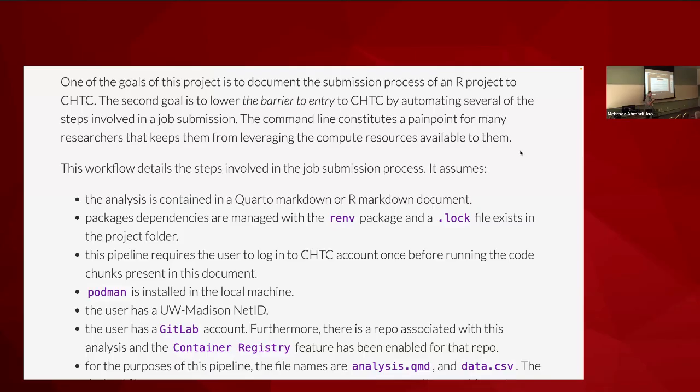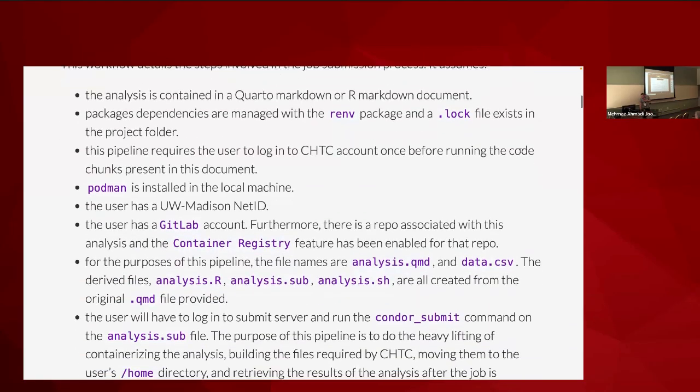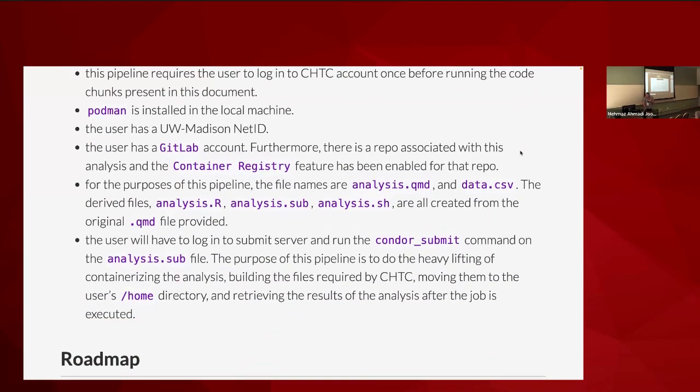For what I'm going to show you here, I'm going to assume that my analysis is called analysis.qmd and my data is data.csv. But we'll see where it goes. And I have more. So out of analysis.qmd, the code, the part that you want to run at CHTC, is going to be stripped out and called analysis.R. CHTC requires you to have two associated files to run jobs there. One is a submit file, which we're going to call analysis.sub, and one is an executable file, analysis.sh.